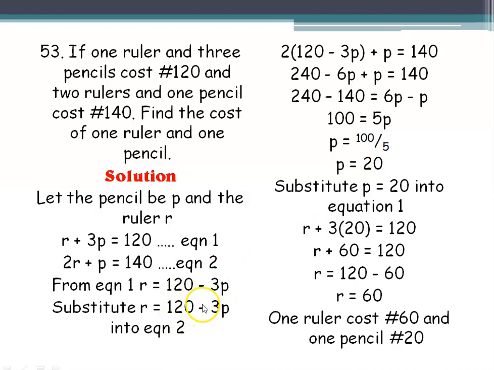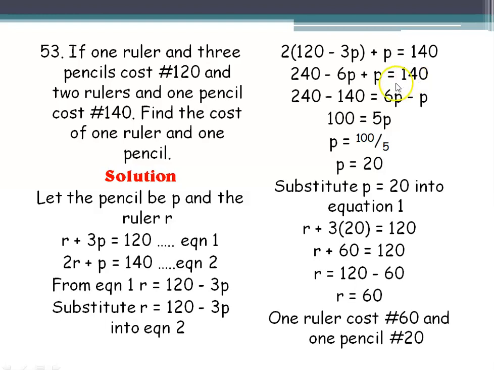So R is equals to 120 minus 3P. I'm going to substitute that into equation 2. So this is equation 2 now. 2R, in place of R, I'm going to write 120 minus 3P. 2R plus P is equals to 140. Then I'll open the brackets. 120 times 2 is 240 minus 2 times 3P is 6P plus P is equals to 140.